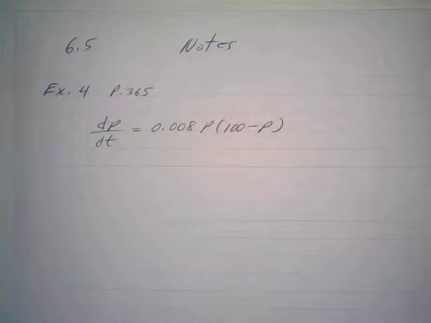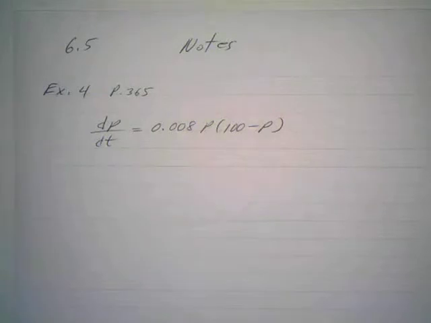Here's example 4 on page 365, and with all the stuff we've done, I think I get the idea of what these things look like. This is a bear problem: the growth rate of a population of bears in a newly established wildlife preserve is modeled by the differential equation dP/dt = 0.008P(100 - P), where t is measured in years.